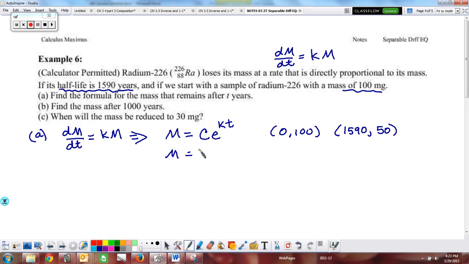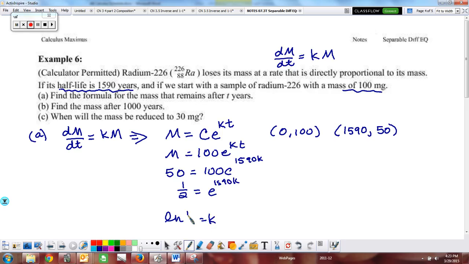So M equals 100 e to the kt. Then we're going to plug in our 50 and our 1590. So then we would go 50 equals 100 e to the k times 1590. And you should notice that this is always the same. Hey, look, 1/2 equals e to the 1590k. If we want to go all the way down to k, we would have natural log of 1/2 divided by 1590. If you want to just solve for e to the k, it would be 1/2 to the 1 over 1590, right? Because isn't that the same thing?